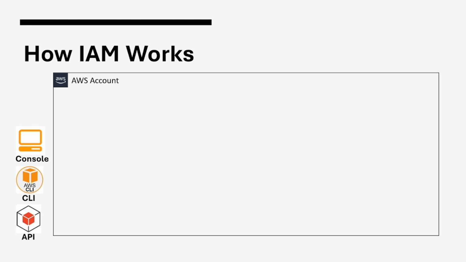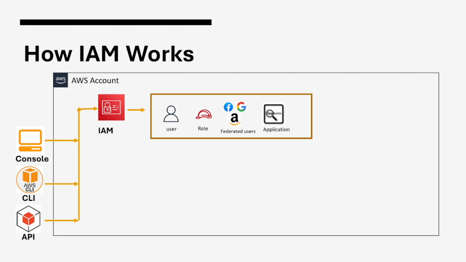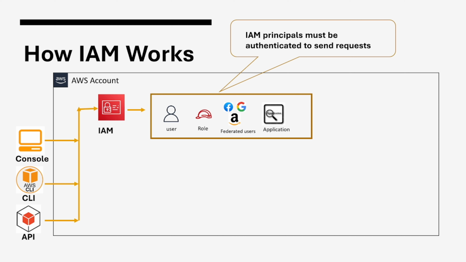So when we authenticate to AWS, we do so via IAM. In order to authenticate, we make use of this particular service, which is the IAM service. And we have certain principals with us. What are principals? Principals are users, roles, federated users, and applications. Do not get confused. Let me just complete this particular thing, then everything will be clear to you. So we have these principals, and these principals must be authenticated to send requests.